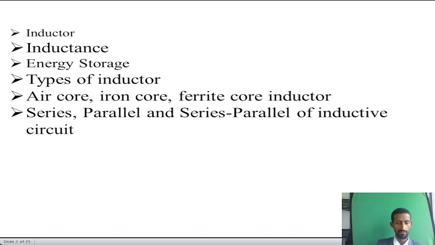That means, like capacitors and resistors, inductors also can be connected in series, in parallel, or in combination. So how can we find the effective inductance of different connections of inductors?